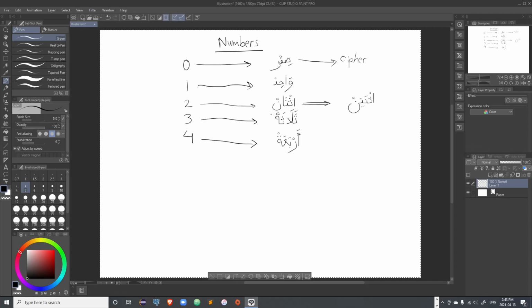There are also derivatives that indicate 2, 3, and 4 that are mentioned in the Quran: mathna, thulatha, and ruba'.